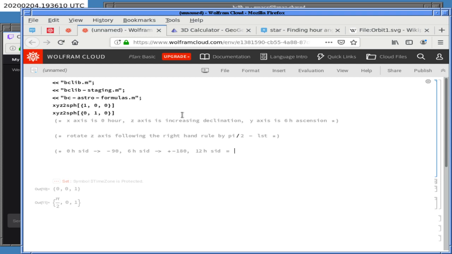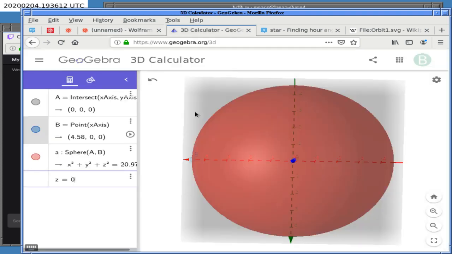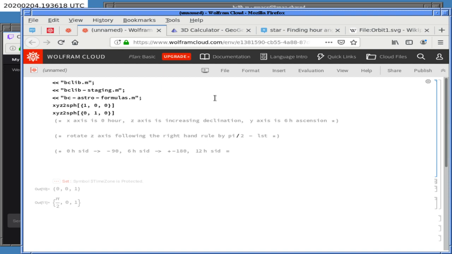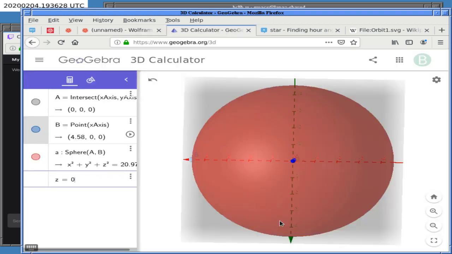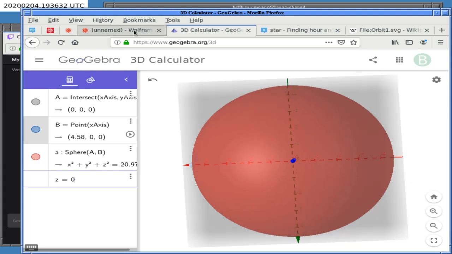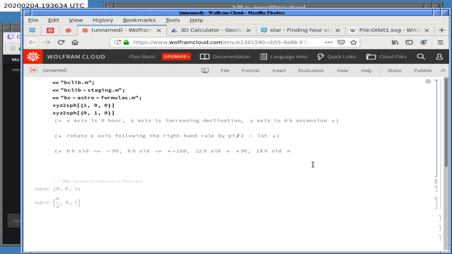We need to rotate this to this. That's a plus 90 degree transformation. And what about 18 hours? We're going unnecessarily deep now. For 18 hours sidereal time, we're fine. This is exactly where it is right now. Okay, so using all that information, can I figure out what I'm doing? Probably not. Let's find out.